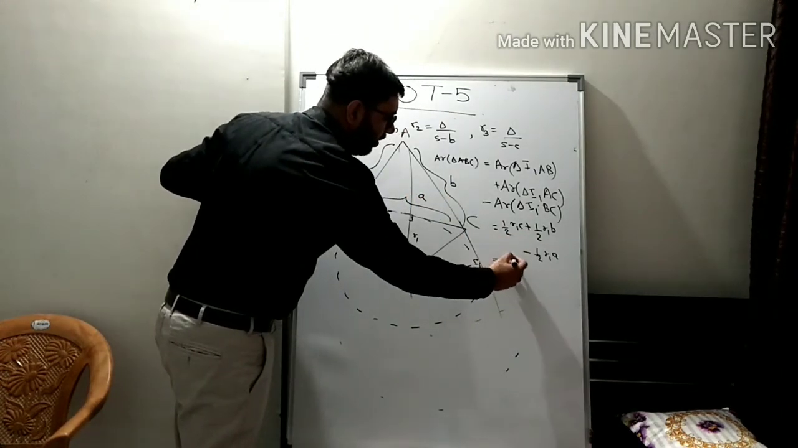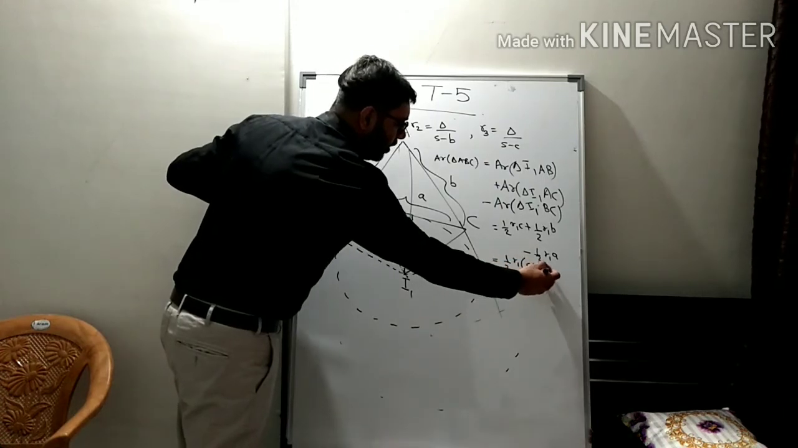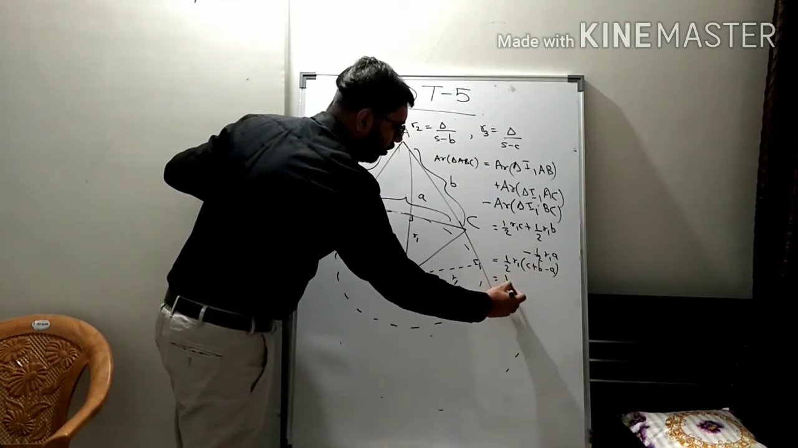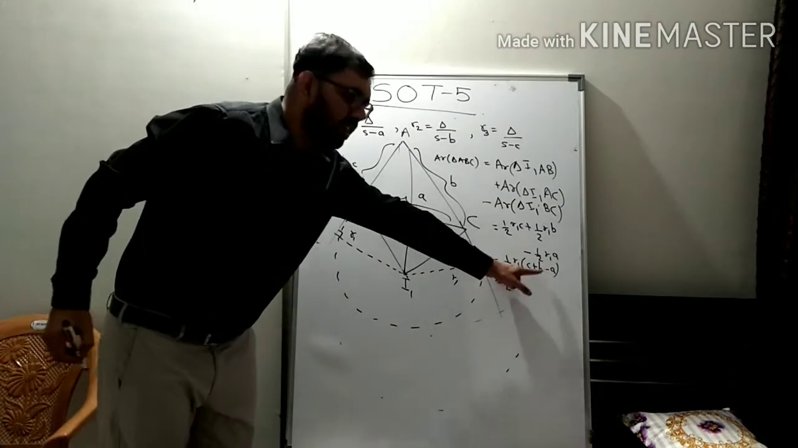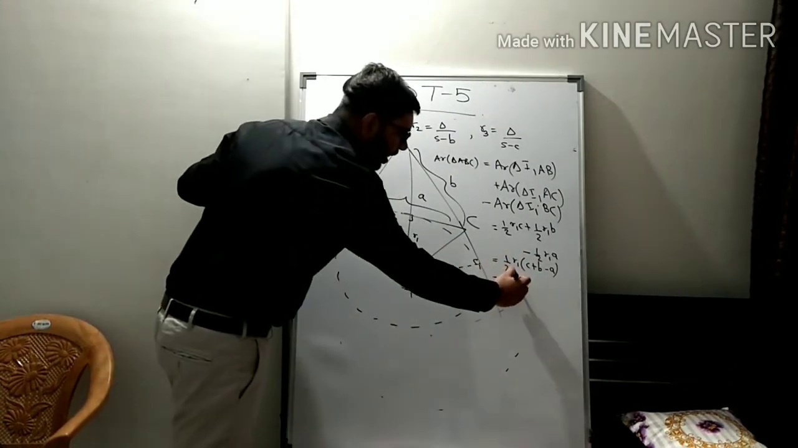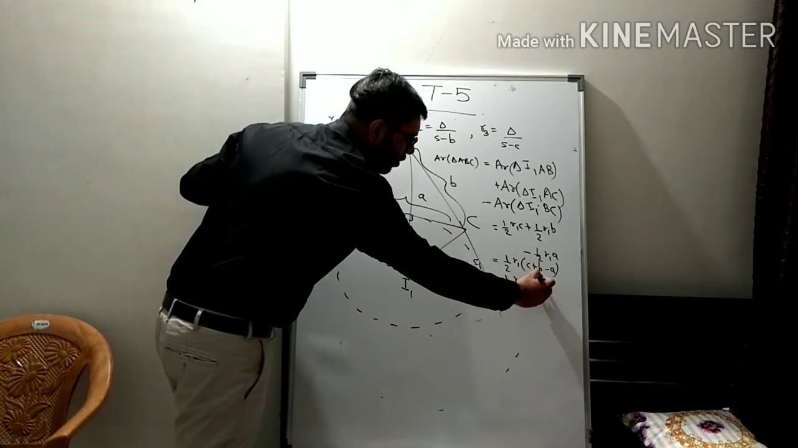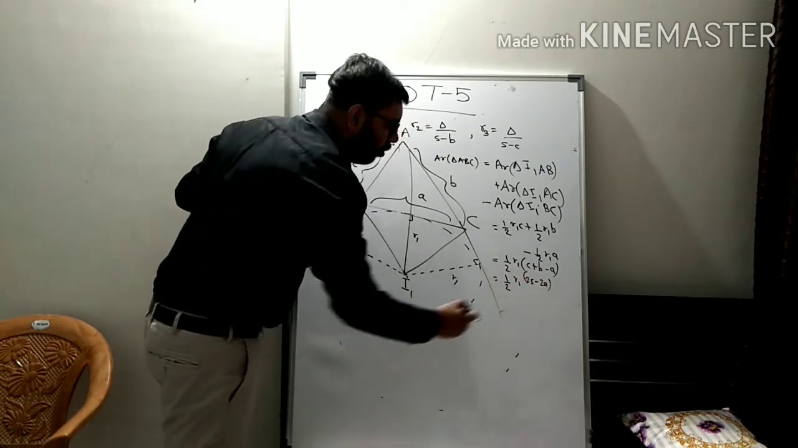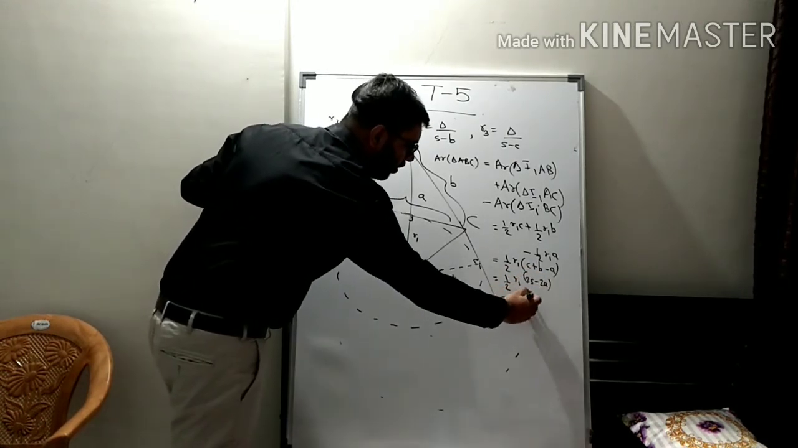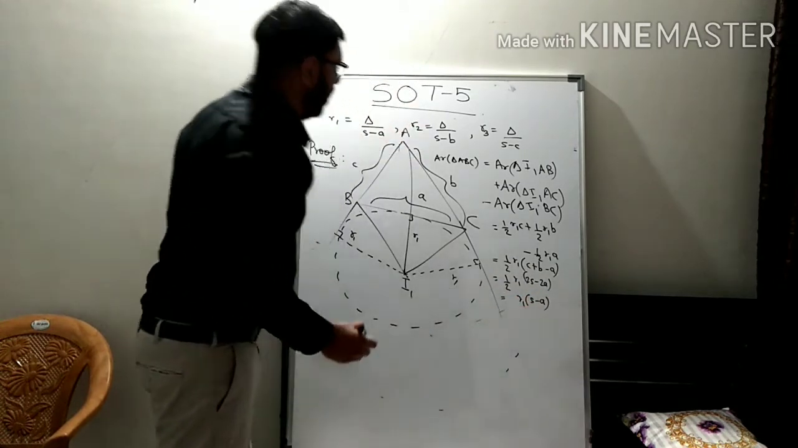If we take half R1 common, in brackets we will have C plus B minus A. So you add A and then subtract A. If we add A and subtract A, A plus B plus C will become 2S. So 2S minus 2A, and then you can take 2 common and it will be cancelled out. So it will become R1 into S minus A. So this was what?